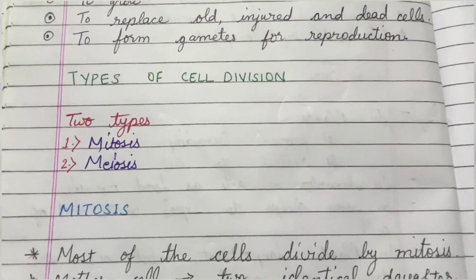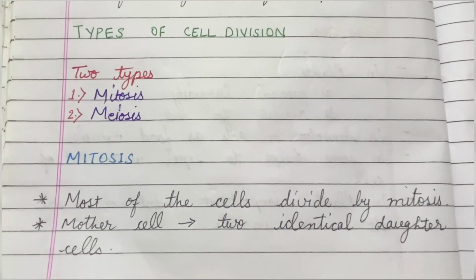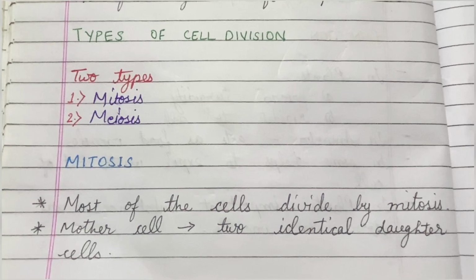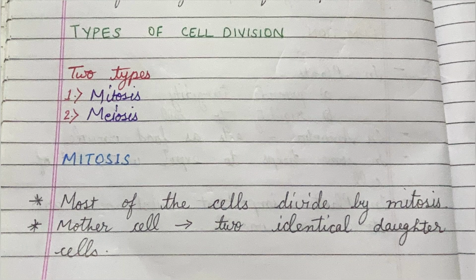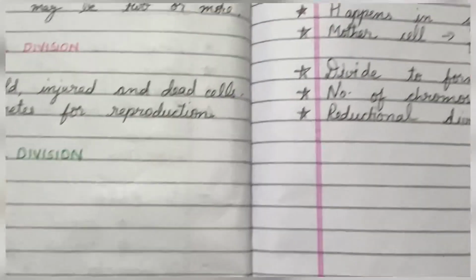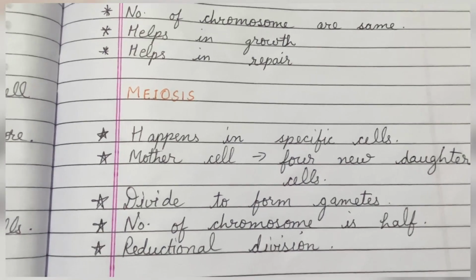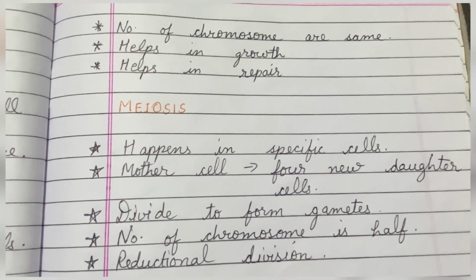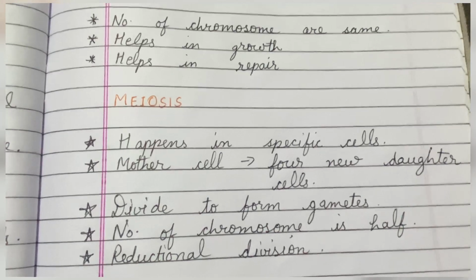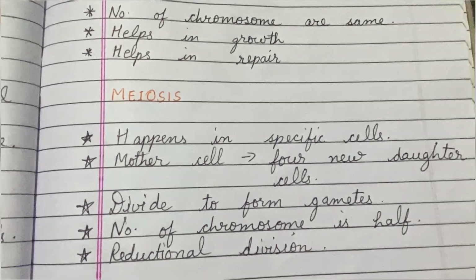There are two types of cell division. They are mitosis and meiosis. Mitosis happens in most of the cells. In mitosis, the mother cell divides into two identical daughter cells. That means the daughter cells are copy of the mother cell. The number of chromosomes in both the daughter cells are same. The process of mitosis helps the cell in growth. It also helps in repair of the cell. Since the number of chromosomes in mother cell and daughter cell are same, the process of mitosis is also called as equational division.